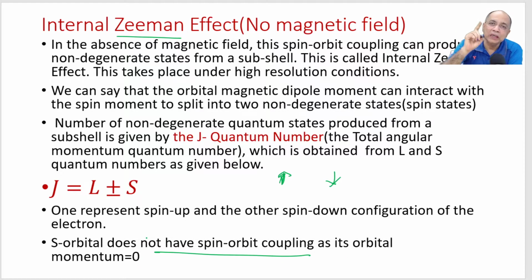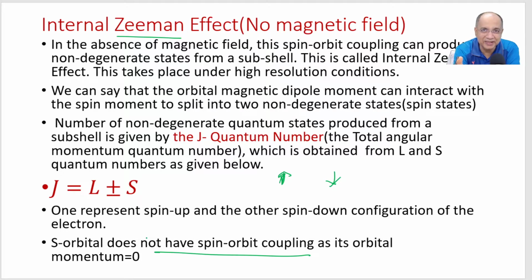There is no internal field to split the so-called external field, that is the spin magnetic field, into two states. Each S orbital has a unique quantum state if there is no magnetic field. Under high resolution conditions also the s orbital is unique, but the p orbital will be split into two quantum states characterized by j equal to 3 by 2 and 1 by 2. Always, j values will be positive, right?